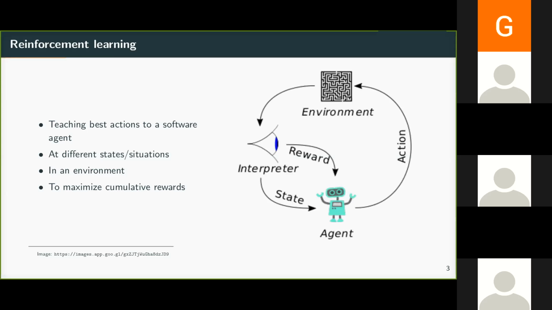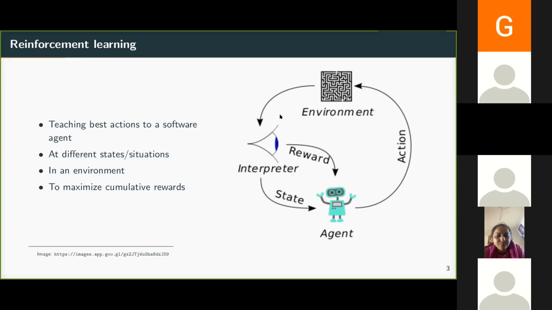So this is a simple schematic of what is happening. When we say agent, our agent is essentially the software program. It need not really be a physical robot, but it can be a software program which will take an action given a particular state. The environment will look at the action, assess it, and then it will give you a reward. The observer will look at the action you have taken on the environment and give you a reward.